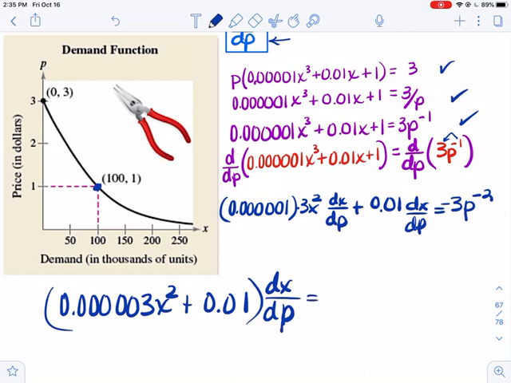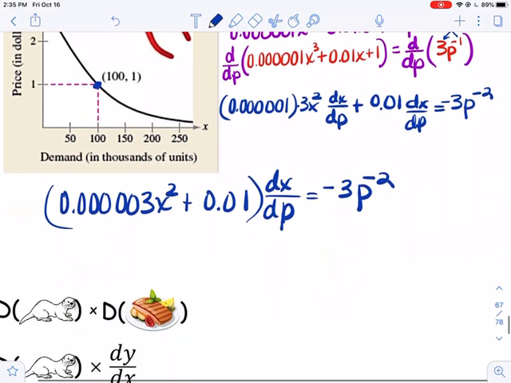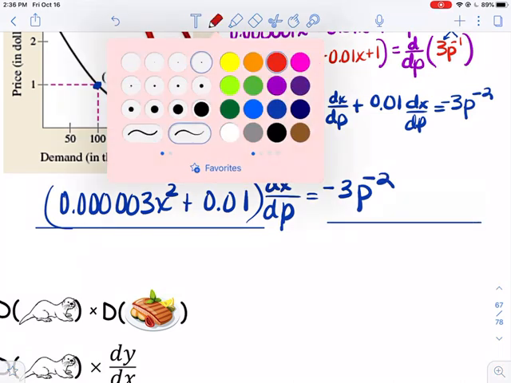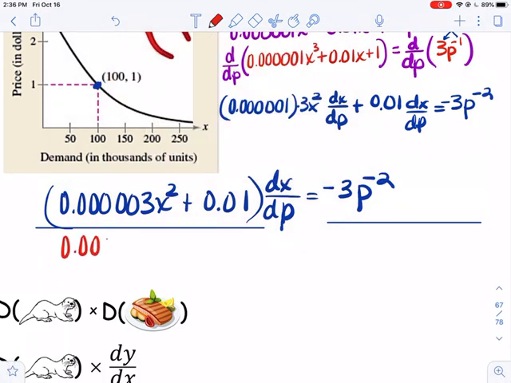And then that's equal to negative 3p to the negative 2 power, right? So I could pull that down to the bottom if I wanted to, but I'm going to hold off on that. Okay, I'm going to divide both sides by this quantity, 0.00003x squared plus 0.01.